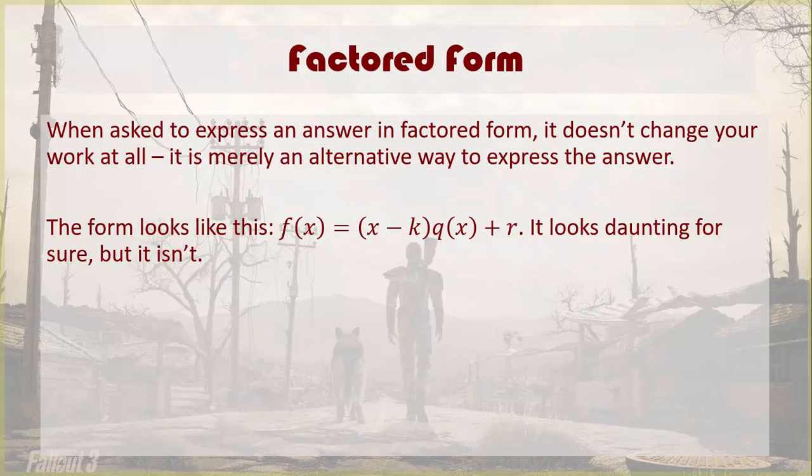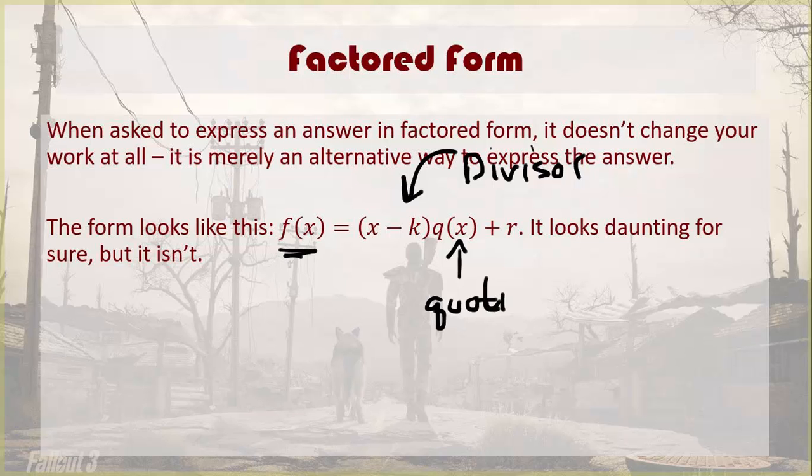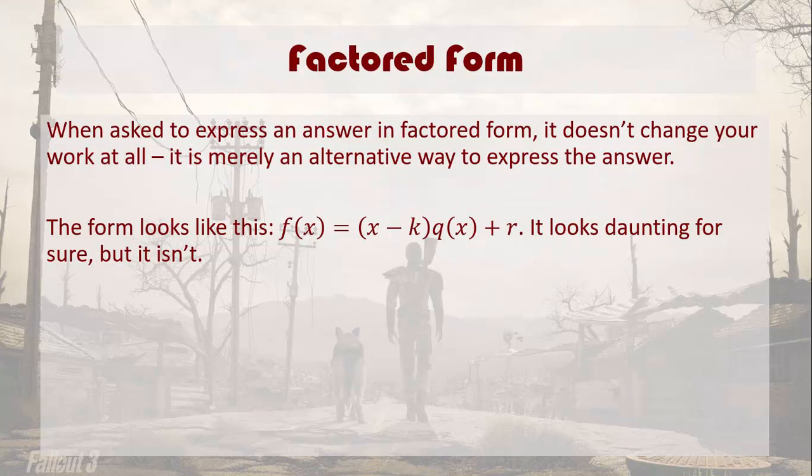Okay, so this is the whole function. Factored form is writing the divisor in parentheses times the quotient in parentheses and then adding the remainder. So they may ask you to put it in that form.